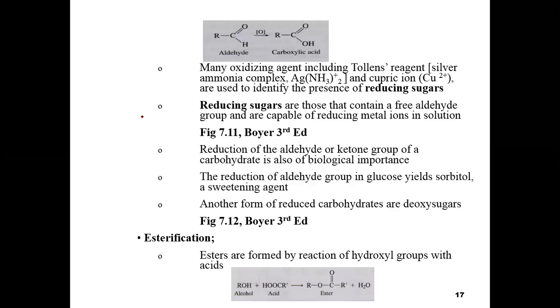On the basis of the oxidation and reduction reactions, the sugar molecule can be divided into reducing and non-reducing sugars. Many oxidizing agents, including Tollens reagent, which is a silver ammonium complex, and cupric ions, are used to identify the presence of reducing sugars. Reducing sugars are those sugars that contain a free aldehyde group and are capable of reducing metal ions in solution.